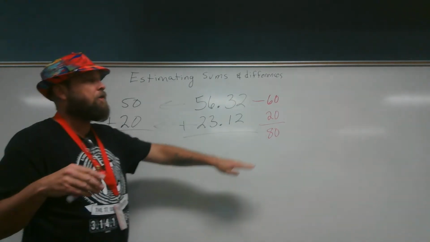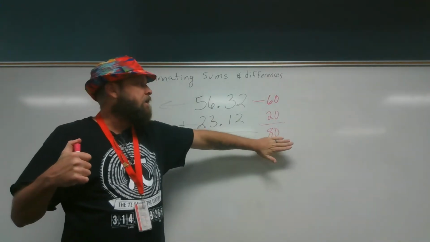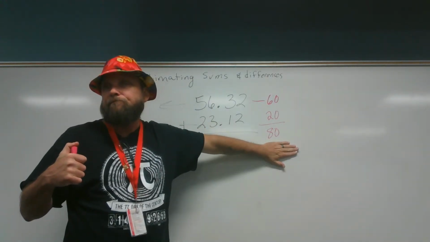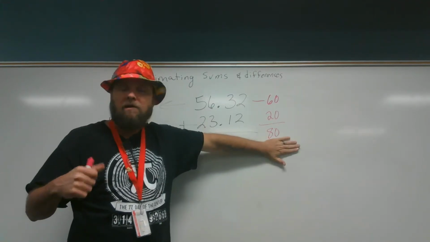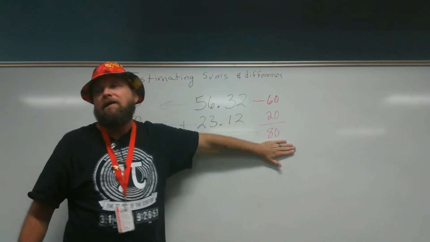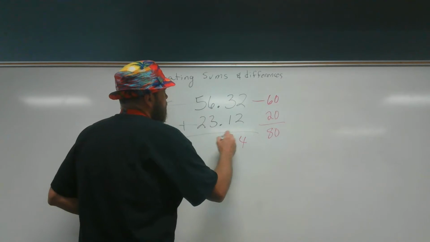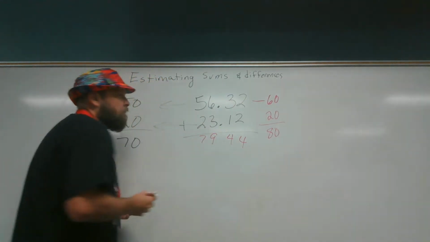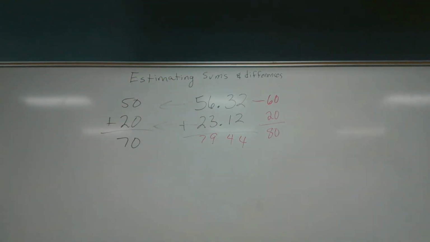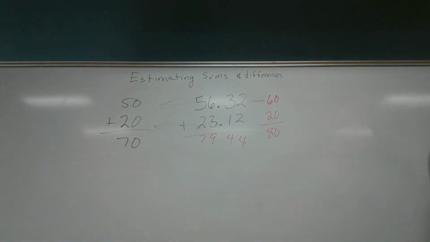Because I want to make sure how much money I have is actually more than what it's really going to cost. Because the actual amount is $79.44. So I'm in good shape. If I have $80, I'm saying this is pretty close to $80, but it's less than $80, then I'm in good shape.